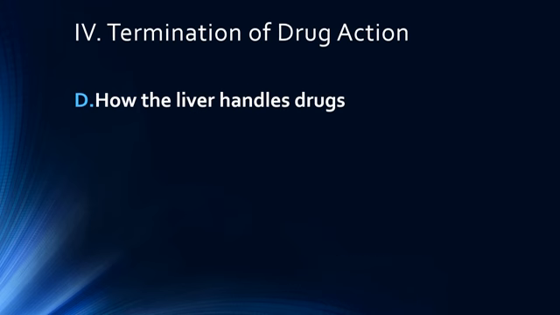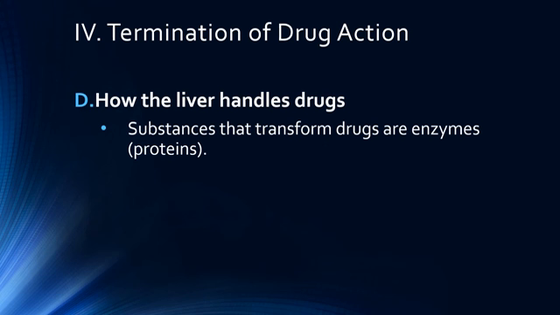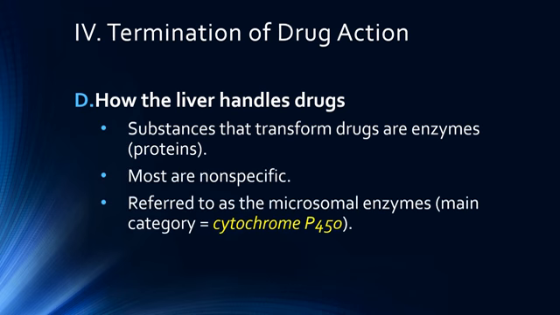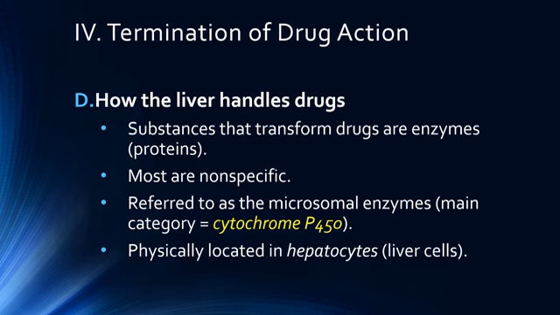So how does the liver handle drugs? Well, there are substances that transform drugs: enzymes. These are just simply different kinds of proteins. Most are nonspecific. These are usually part of what we call the cytochrome P450 family, the microsomal enzymes. Again, the cytochrome P450s are the ones that handle pretty much all of the drug metabolism that we're going to talk about. So when we talk about cytochrome P3A4, it's one of this family of the cytochrome P450s. These are physically located in hepatocytes, which are the cells of the liver.